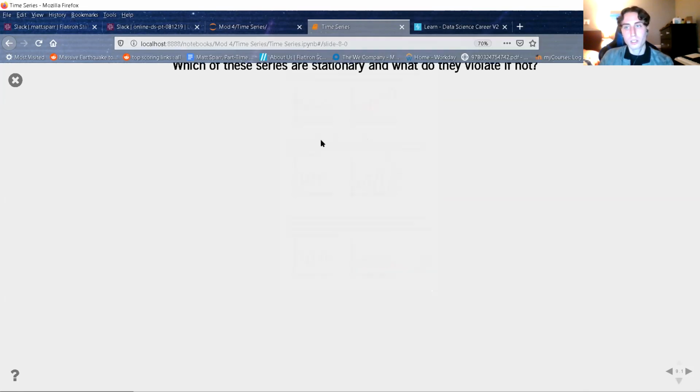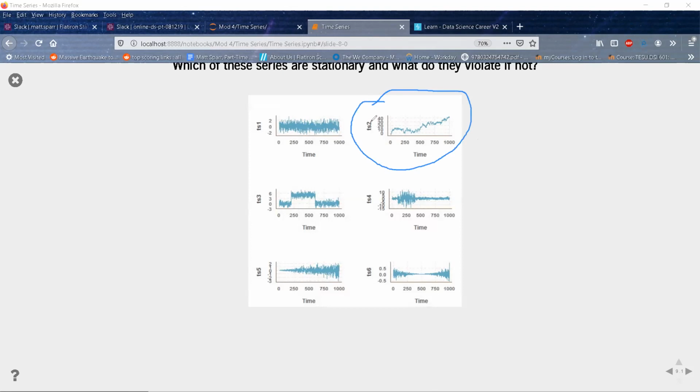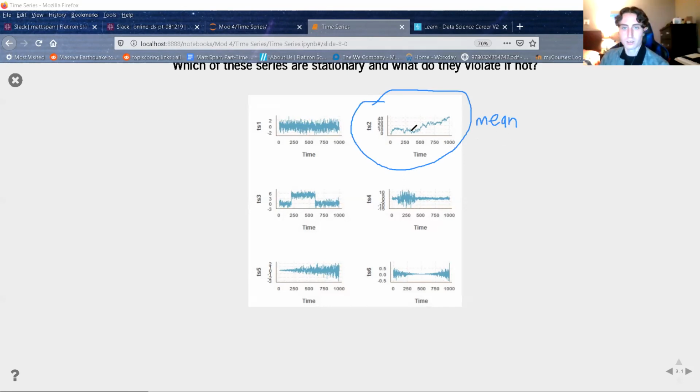So I have a little exercise here. Which of these series are stationary? And if they're not, what do they violate? Bonnie, can you tell me this one here, TS2, is this stationary or non-stationary? TS2 is not. Okay, and what does it violate? The mean doesn't look to be the same over time. Yeah, the variance might differ too a bit, but most obviously it's the mean.